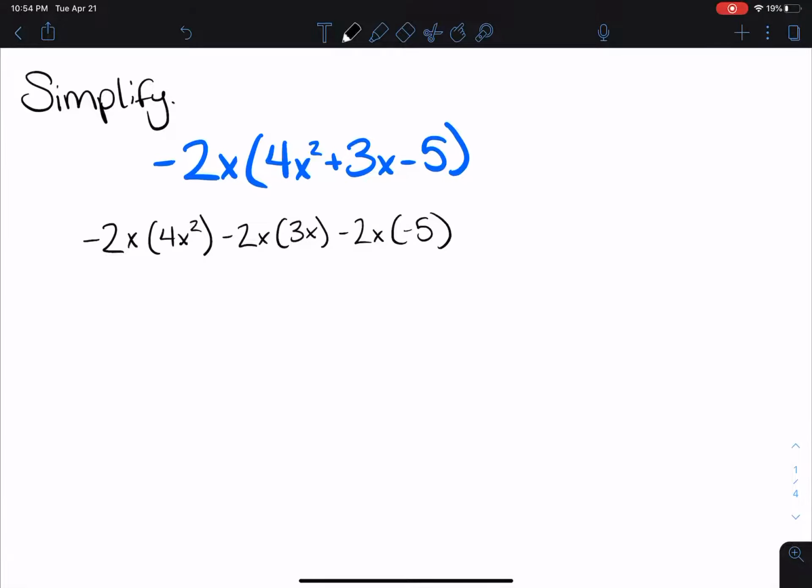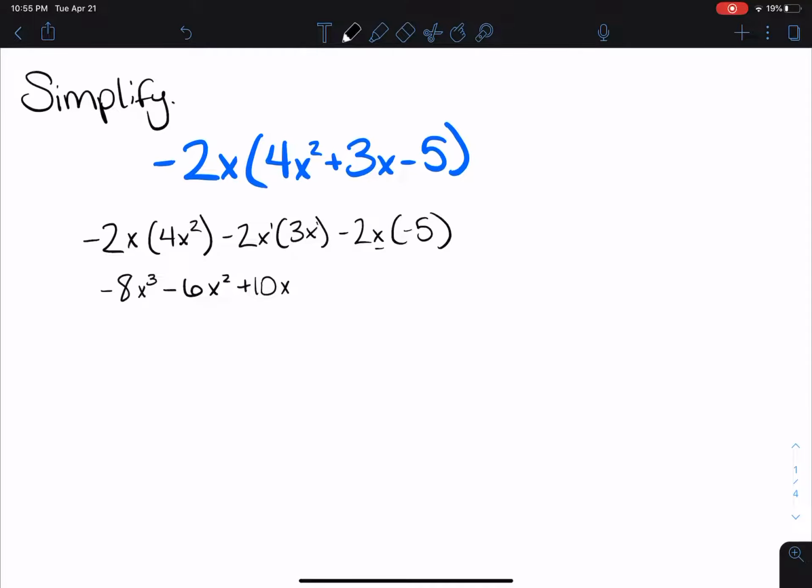So negative 2x times 4x squared. Negative 2 times 4 is negative 8. X times x squared. We're going to add our exponents, so that's going to be x to the third. Okay, and negative 2x times 3x. Negative 2 times positive 3 is negative 6. X times x. Both of these are to the first power. So we're going to write x squared because we're adding the exponents. And negative 2 times negative 5 is positive 10. And we have this x here, so it's going to be positive 10x.